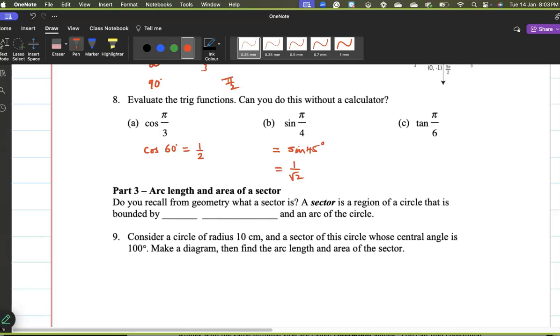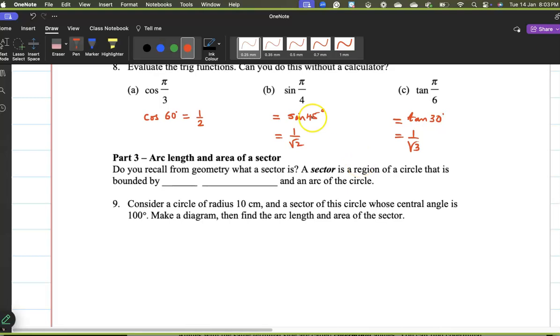Next one, tan of 30. Tan 30. Very good, you're catching very quickly. That should be 1 over root 3. I'll revise the table once and I'll remember it. Just because I did it once, I never looked at it again.